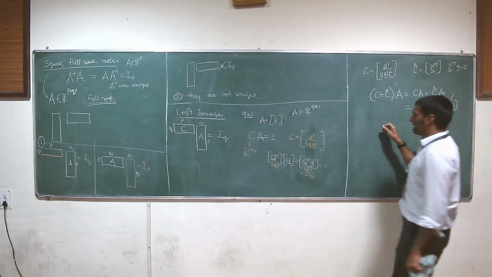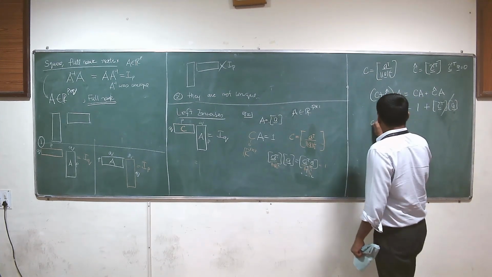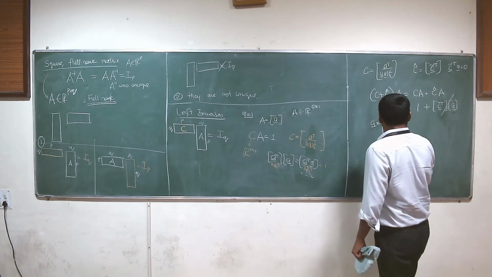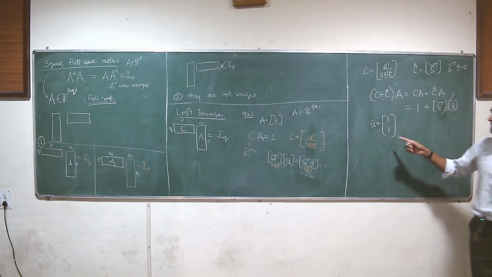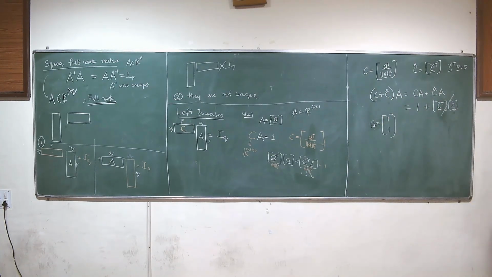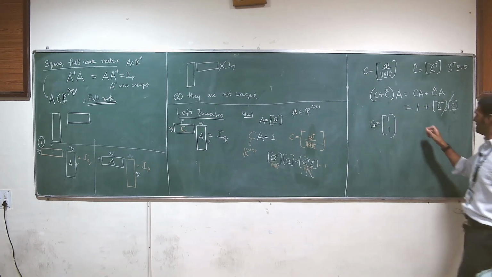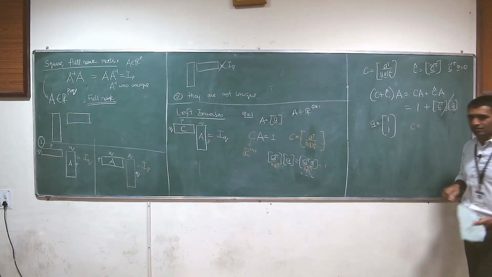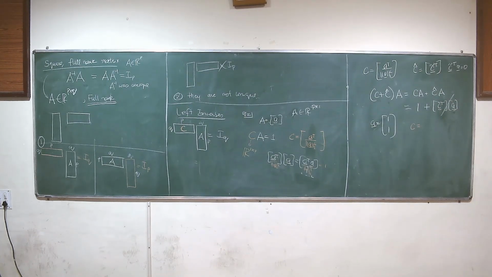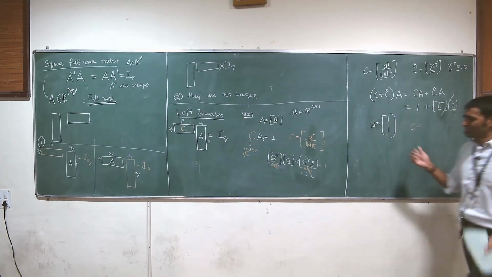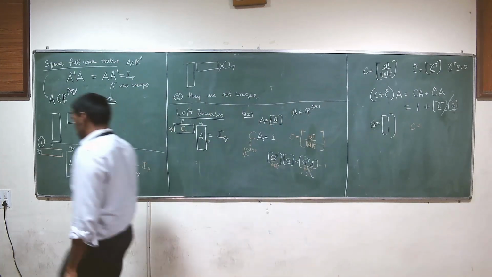Okay, let's do an example. Say we're talking about, okay, can you tell me a left inverse for this matrix? Tell me one left inverse. Call it C. What will be the left inverse?